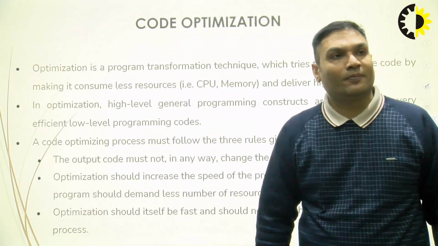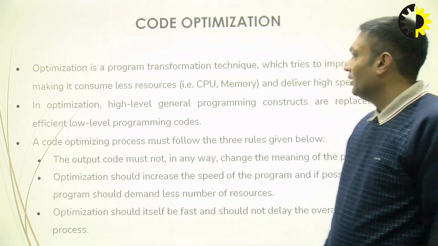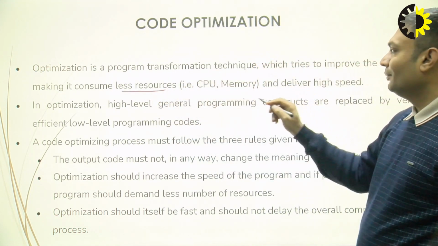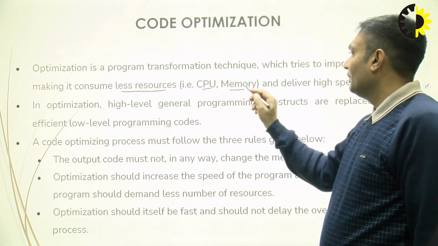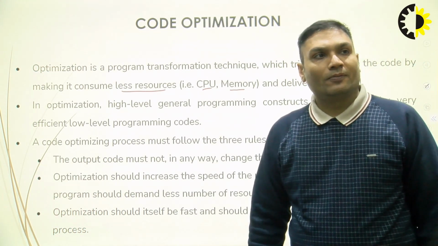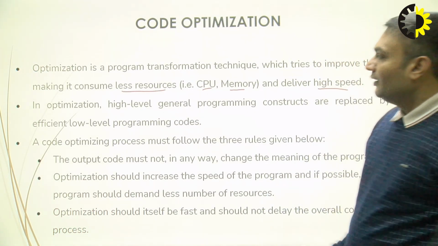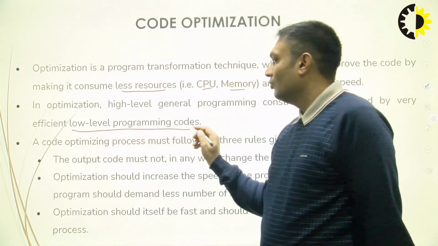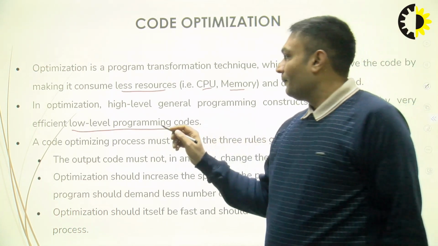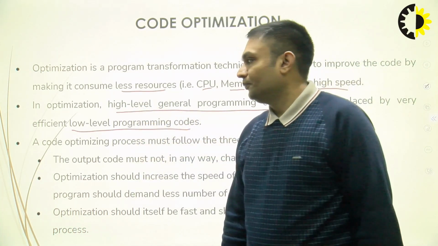So what is optimization? Optimization is a program transformation technique which tries to improve the code by making it consume fewer resources, that means less CPU, less memory, and deliver high speed. So these are the objectives of optimization. In optimization, high-level general programming constructs are replaced by very efficient low-level programming code.